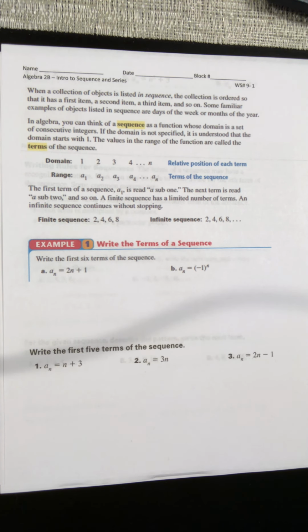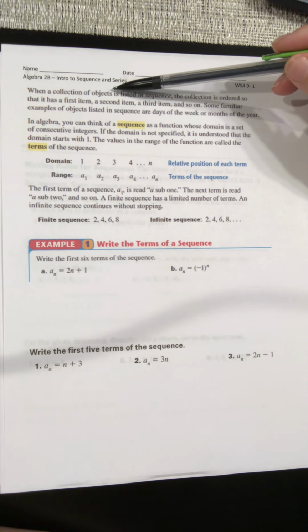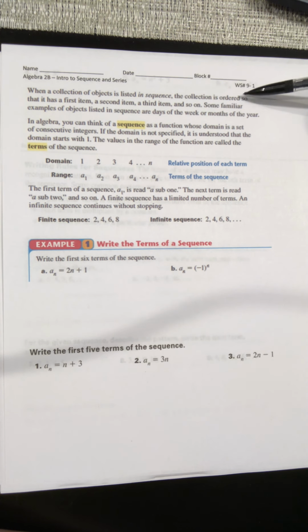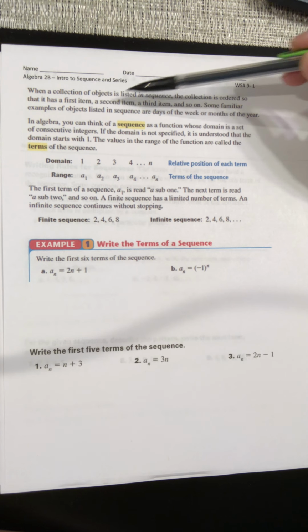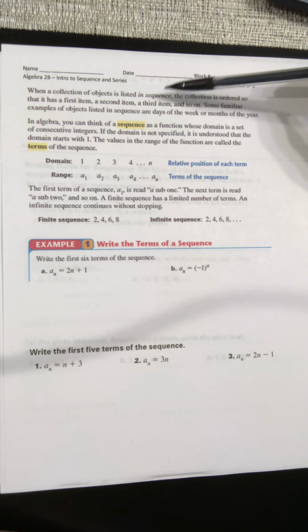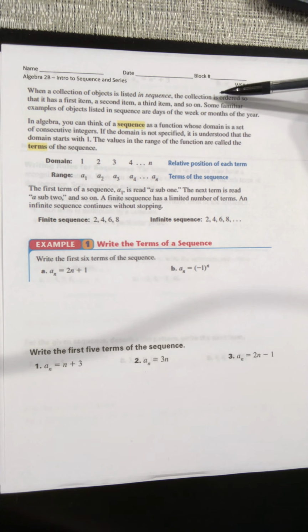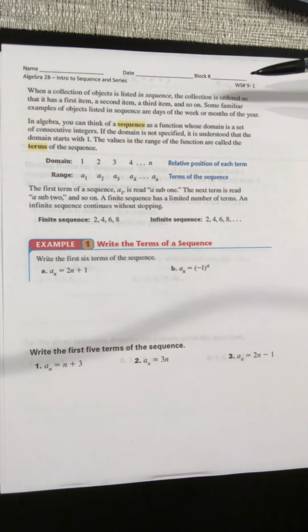Basically what we're gonna be working with is, first of all, sequences. When we have a collection of objects, generally numbers, in an order, where you have a first item, a second item, a third item, a fourth item, and so on and so forth, that's called a sequence. You are familiar with sequences. There's the days of the week, the months of the year. There's the first day of the week, the second, the third, the fourth, they're in an order.